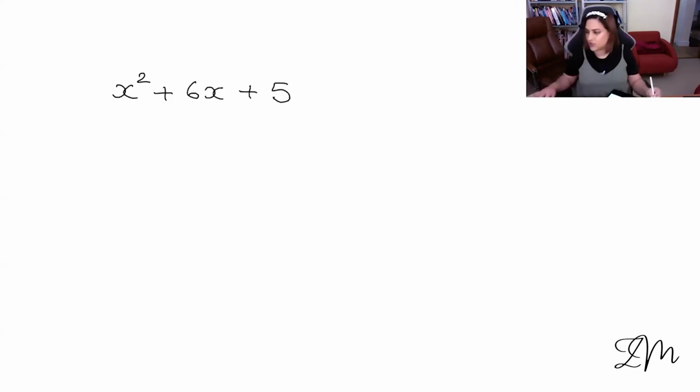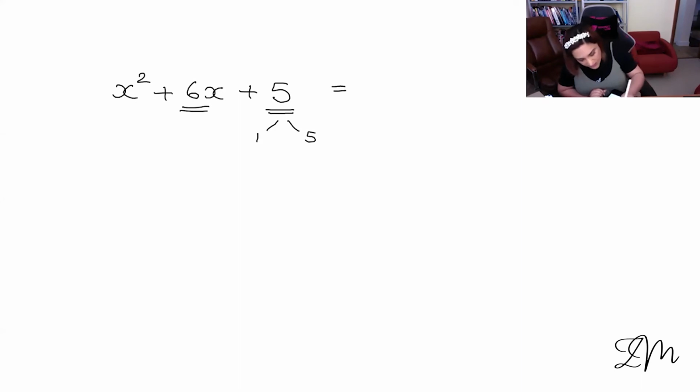So let's take a look at an example. Let's do x squared plus 6x plus 5. You're saying to yourself, I want two numbers that multiply to give me 5 and add to give me 6. This one's really easy because we've only got one thing it can be, 5 and 1. And we know when we add 5 and 1, we get 6. So we're going to get (x plus 1)(x plus 5).